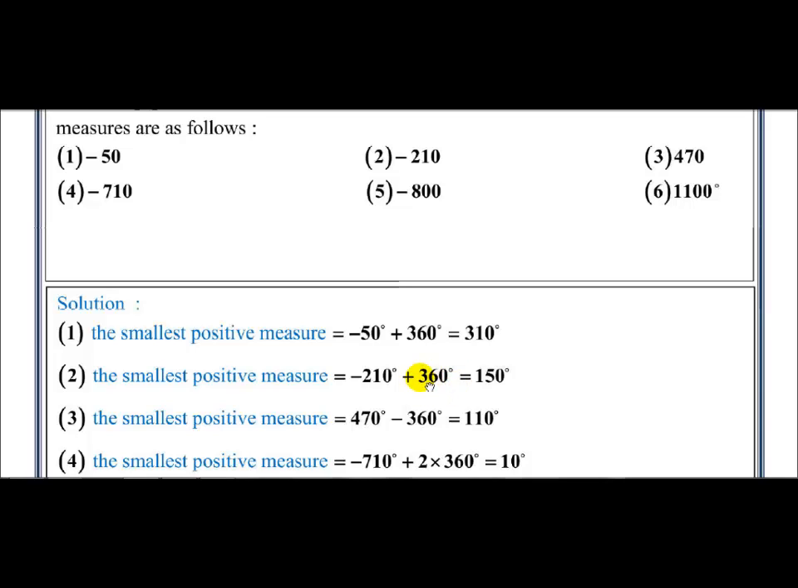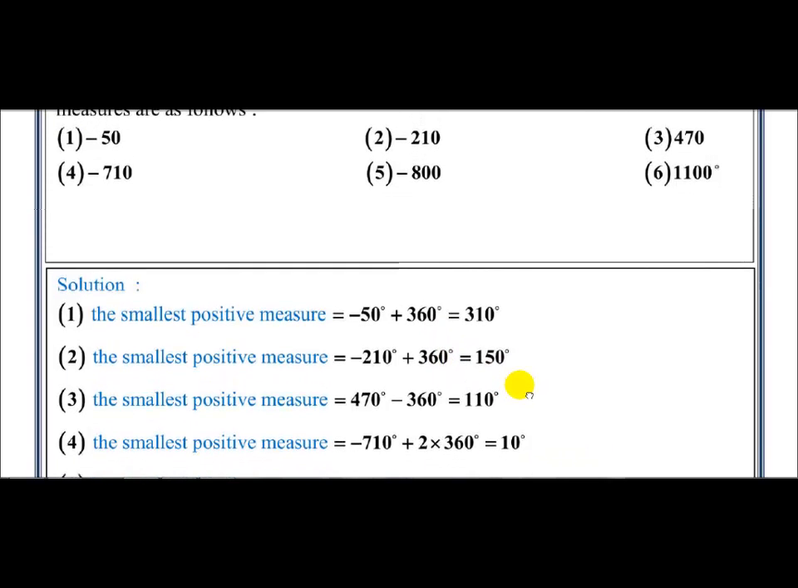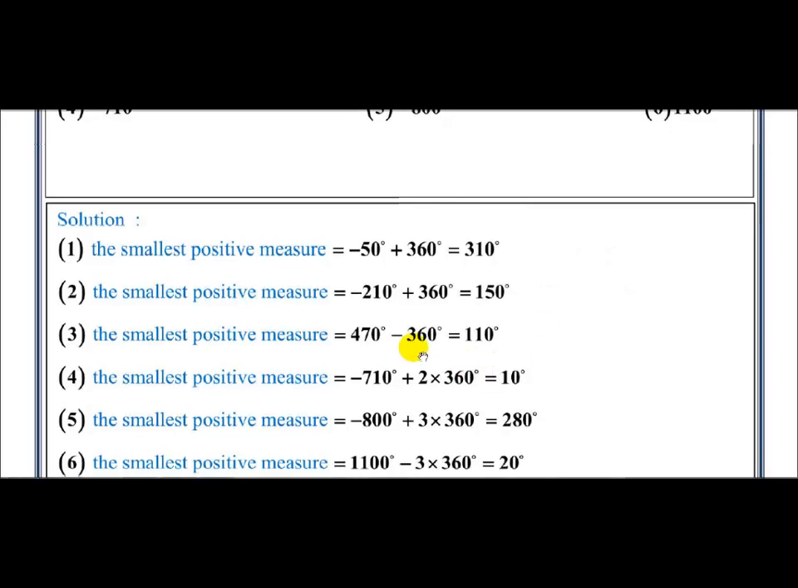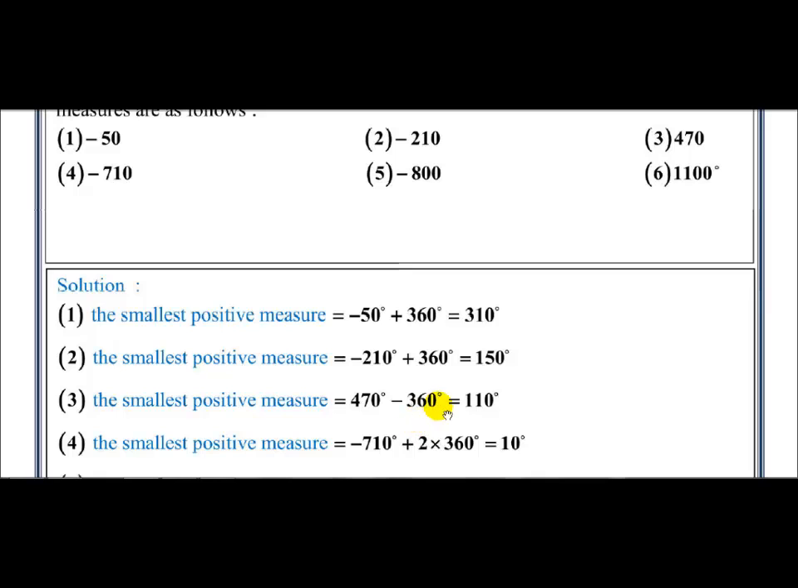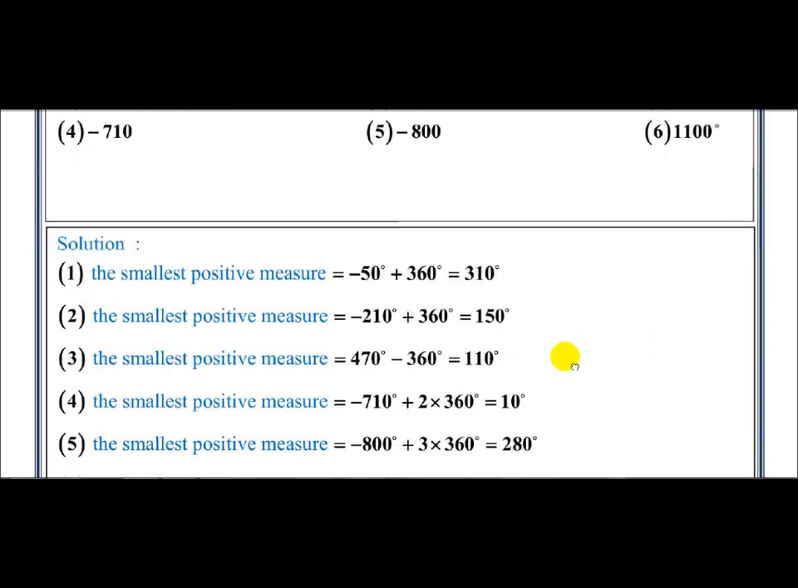360 to get the positive. He wants the positive, then we add 360. Question 3, I have the positive measure, then I need a positive measure. 270 minus 360 to get angle 110. It's a positive measure.